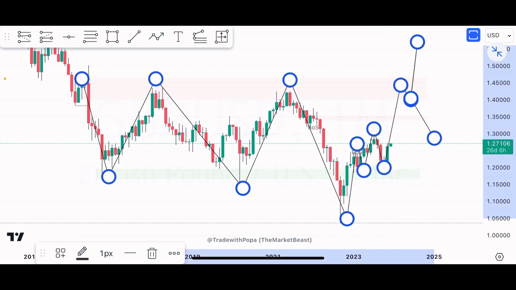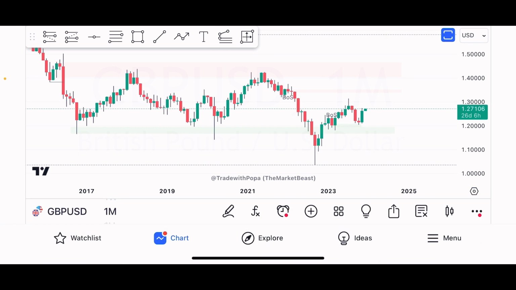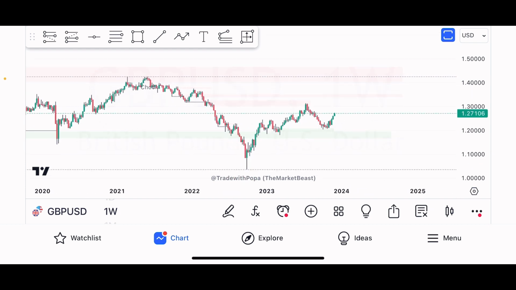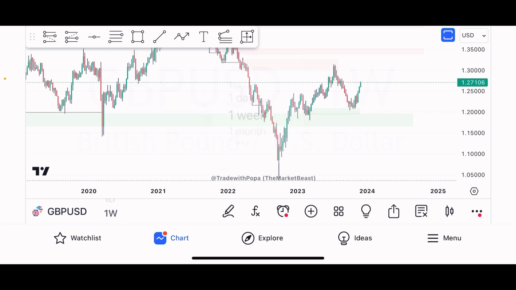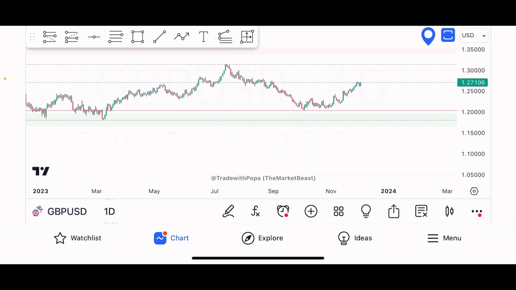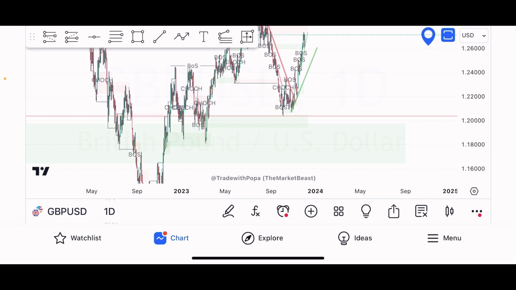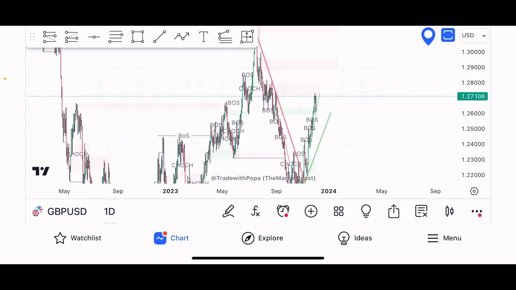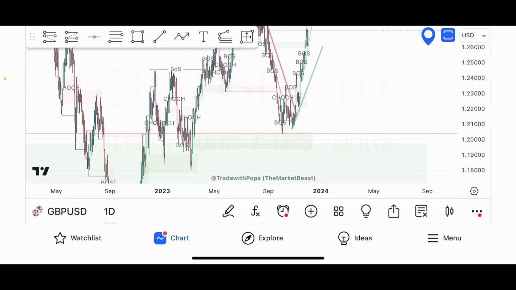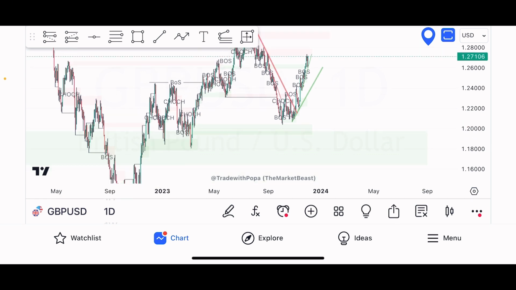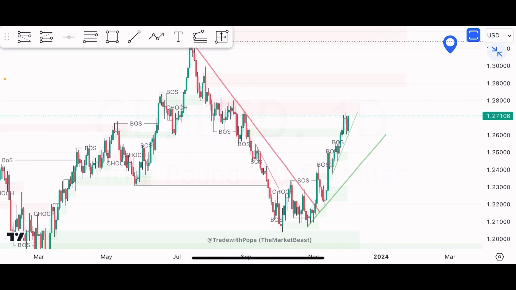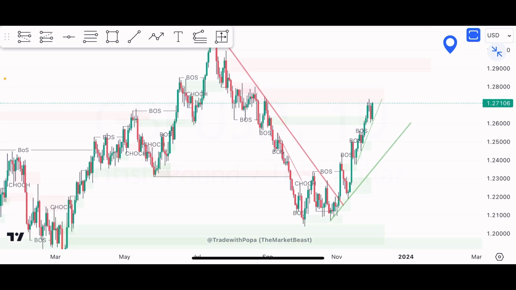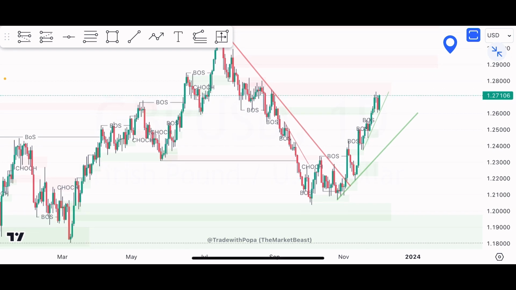So that being said, we want to drop down to a lower time frame. Weekly will practically show you the same thing the monthly is showing you. So I just drop down straight to the daily. Now on the daily, we can see where GU is reacting from. GU is still bullish on the daily.